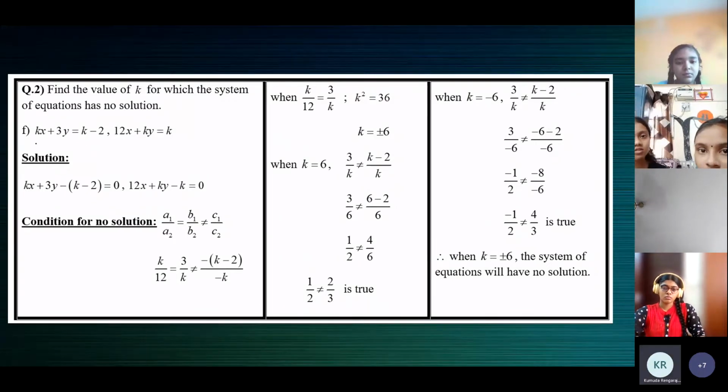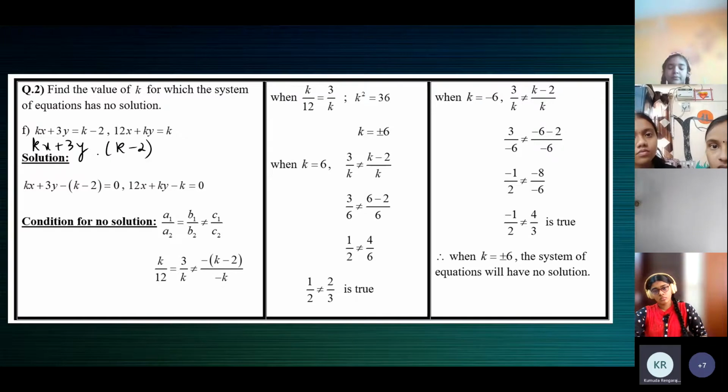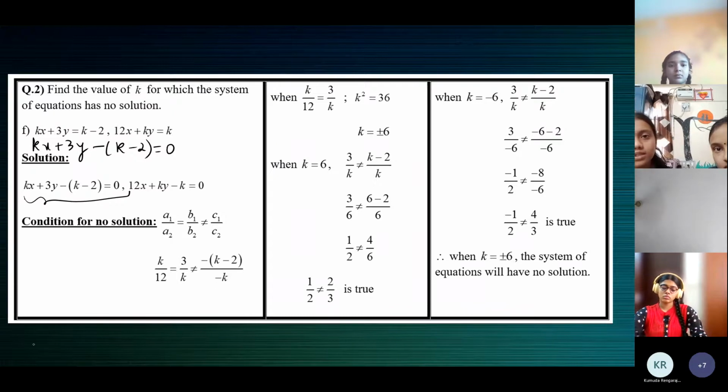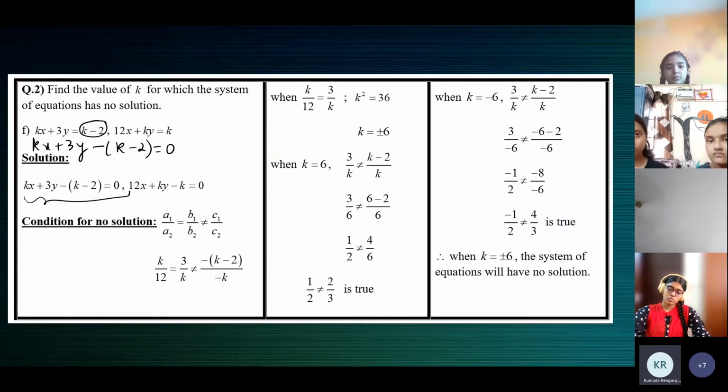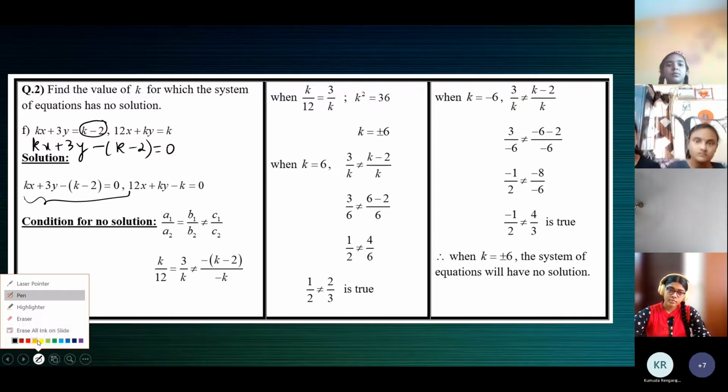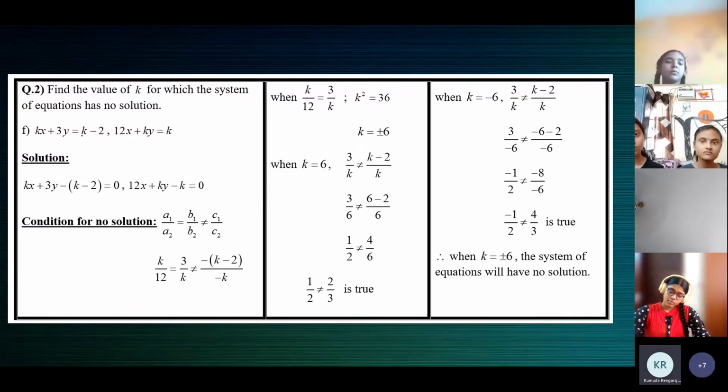So when you transpose this, children, this part alone, I'll tell you kx plus 3y. When you transpose, take it as k minus 2 with a minus sign to the other side, is equal to 0. That's what you see here. When you transpose, take it as an expression in a bracket, and it goes to the other side with a minus sign. See here, this one in a bracket on the other side with the minus sign.